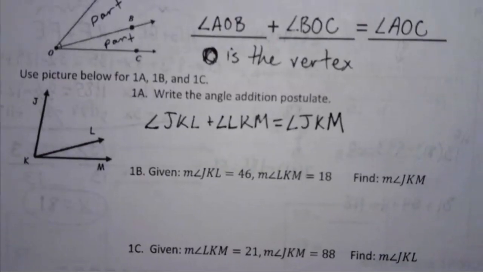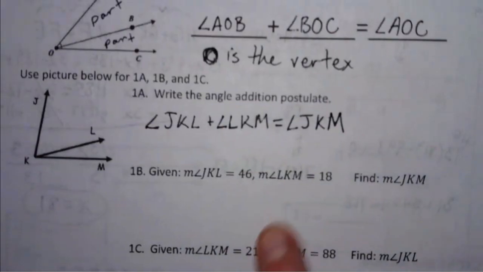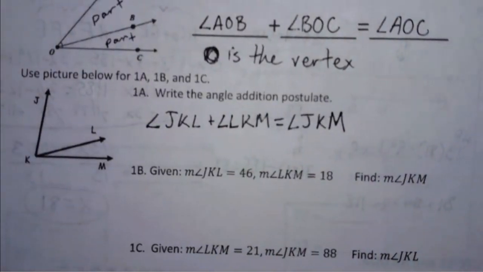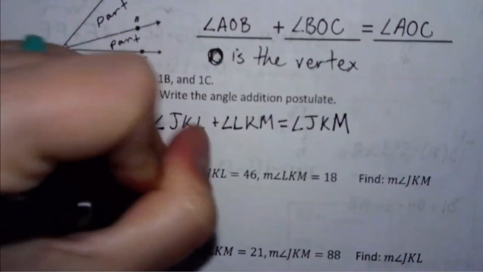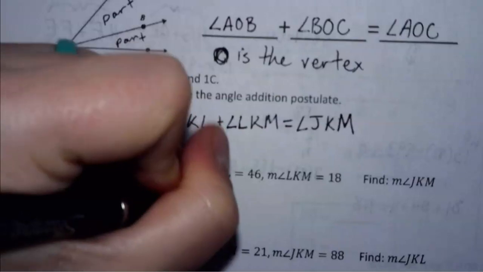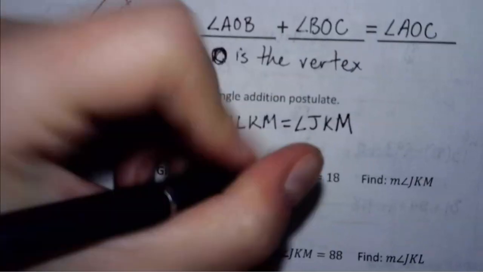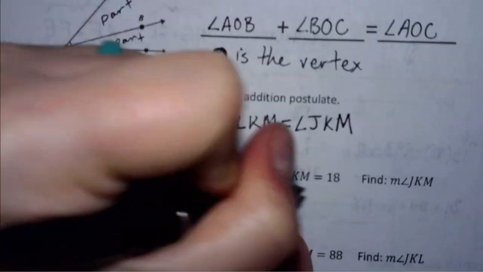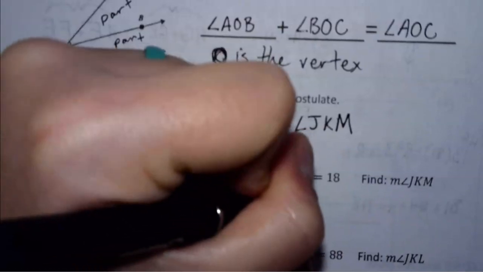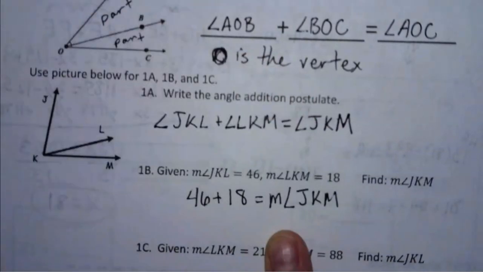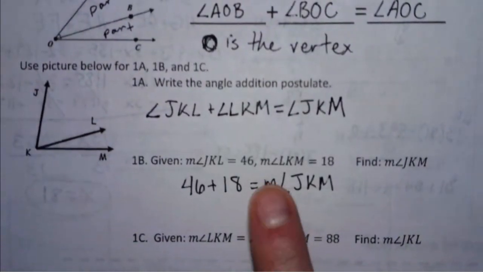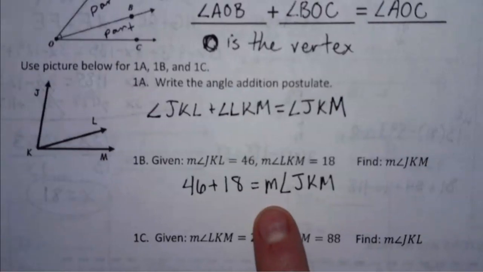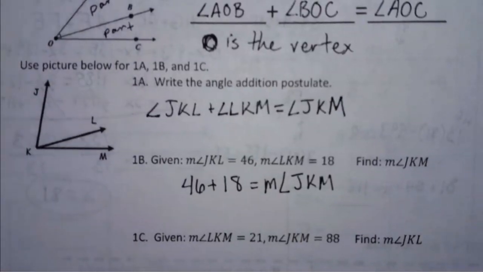Let's continue. Given that JKL is 46 and LKM, these are just numerical, plugging in the numbers. So instead of JKL, I'm going to write 46 plus LKM, I'm going to write 18 equals, okay, what is this random m in front of this angle? Can anyone take a gander at figuring out what that m stands for? What do you think, Angel? Measure, yes. You're going to see this a lot this year.